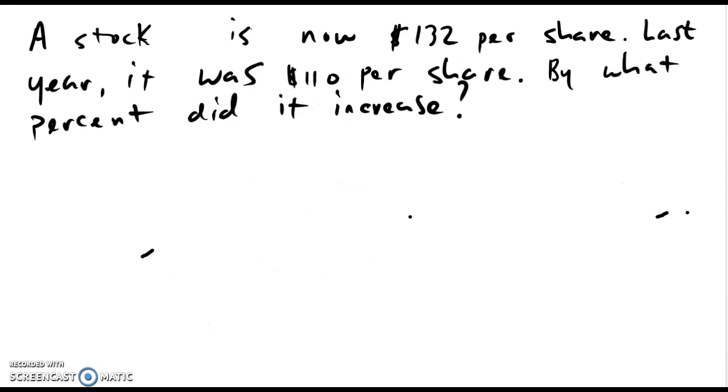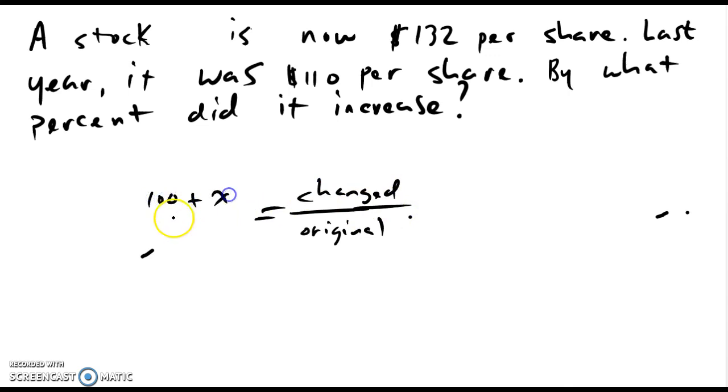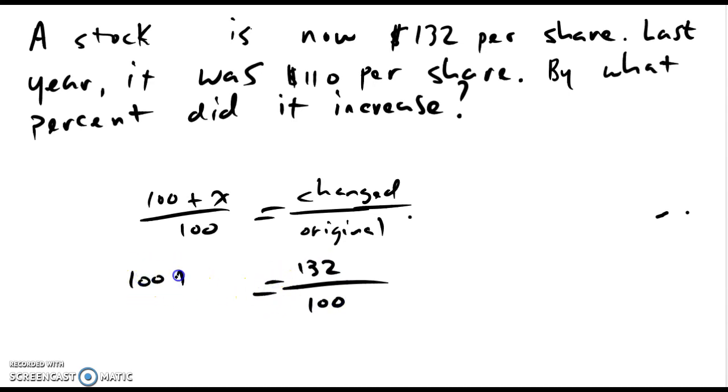So a stock is now $132 per share. Last year, it was $110 per share. So the $110 is going to be the original price. And the now is going to be the change price, because we want to find out what percent it increased between before and now. So now I'm going to put in the change price as a numerator, and the original price, and 100 plus, and we're trying to find the percent change.